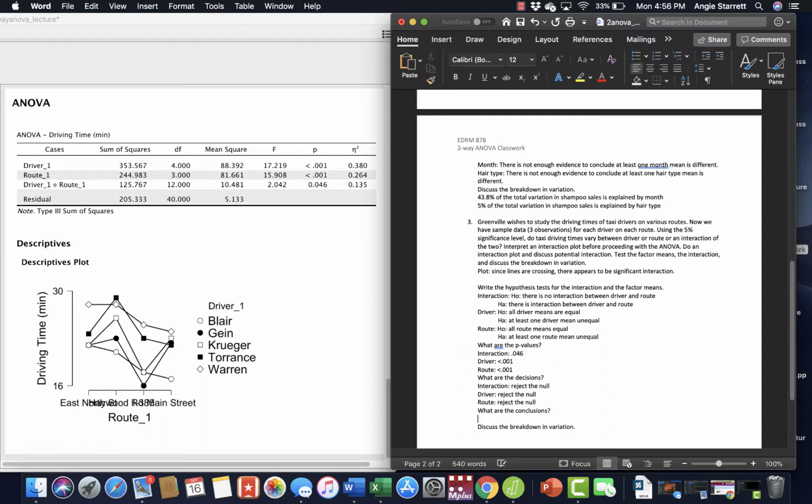All right, what are our conclusions? Well, for interaction, there is significant interaction between driver and route. For driver, at least one driver mean is significantly different. And for route, at least one route mean is significantly different.